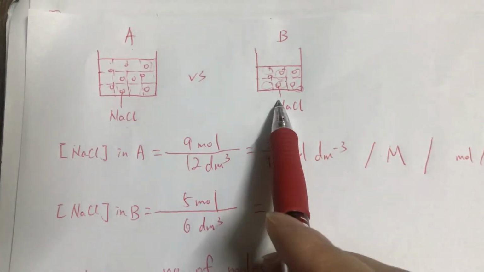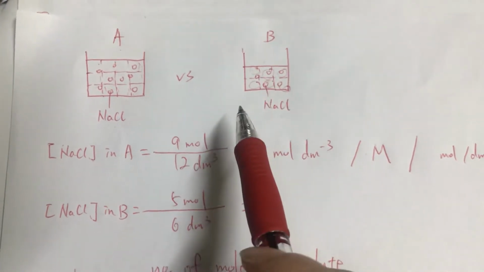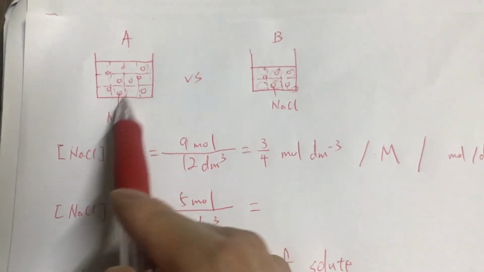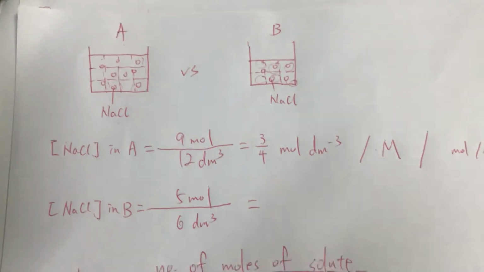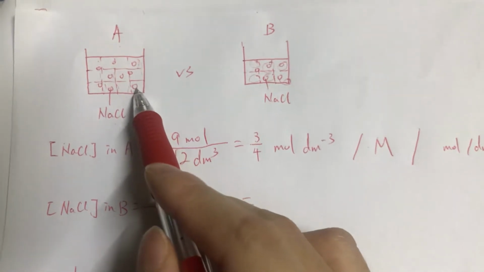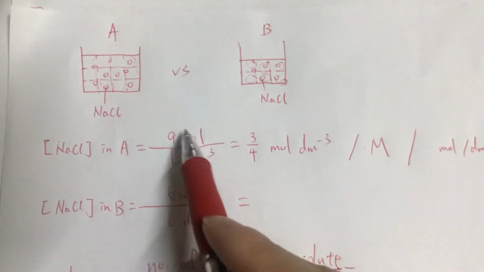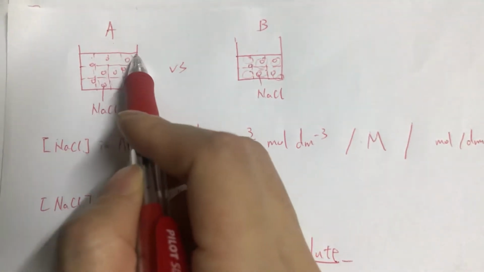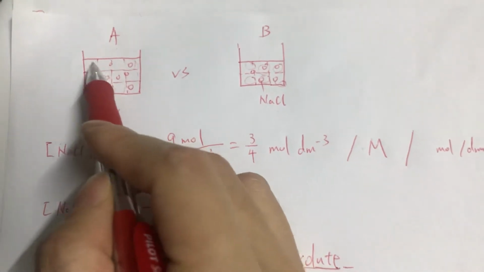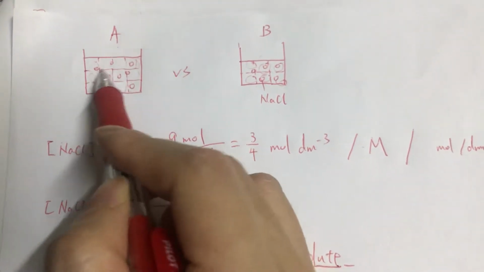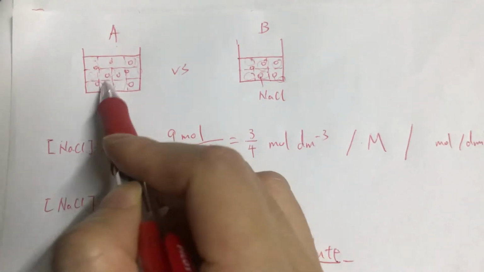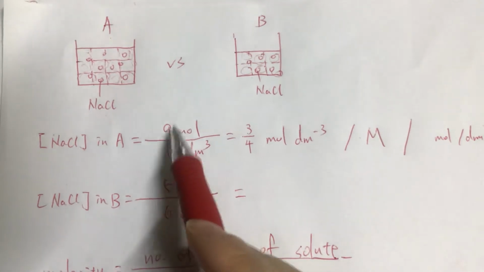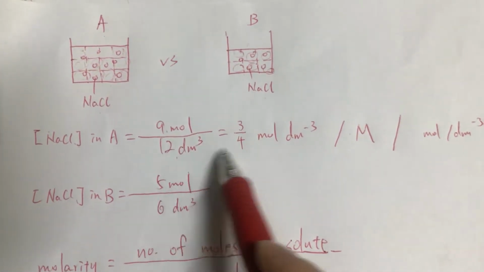Then how can we know which one is more concentrated? We do it by mathematics. So 9 moles, the 9 particles, and each particle refers to 1 mole of NaCl. So 9 moles will be divided by 12 dm cube. Each box refers to 1 dm cube. So 1 2 3 4 5 6 7 8 9 10 11 12 dm cube. So it will be 9 mole divided by 12 dm cube.